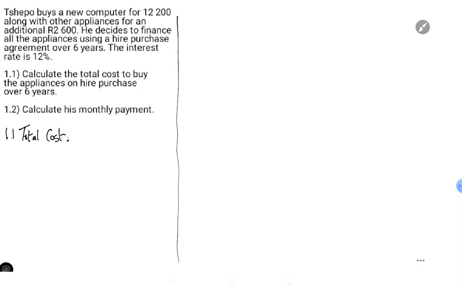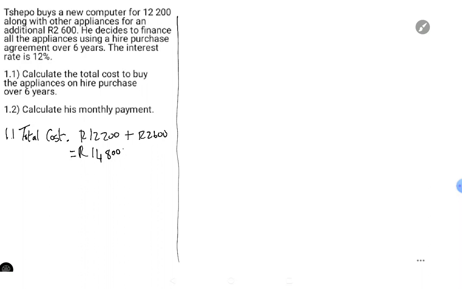Let me get my calculator. So firstly, we have the 12,200 plus 2,600, and that in total gives us, okay, I don't need a calculator for that, I'll just do it. That is 14,800. Okay, so that should be our answer. 12,200 plus 2,600 is 14,800.